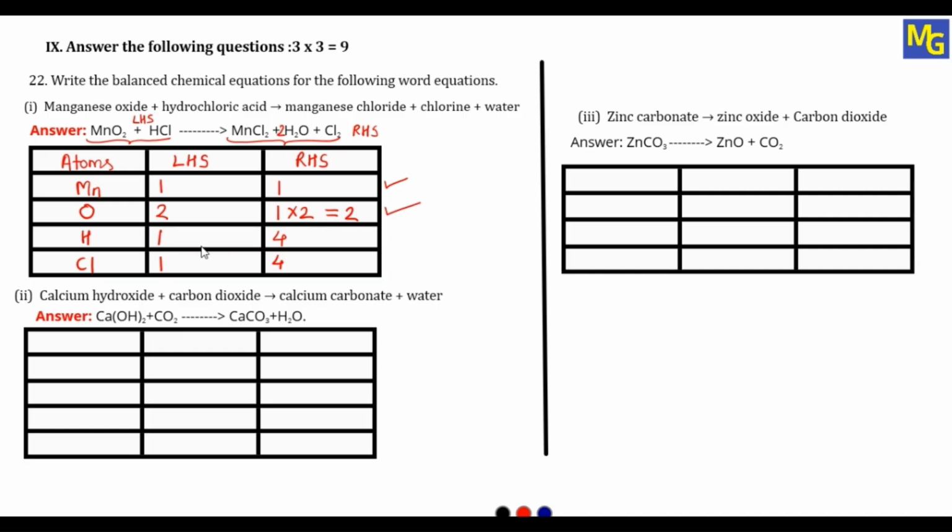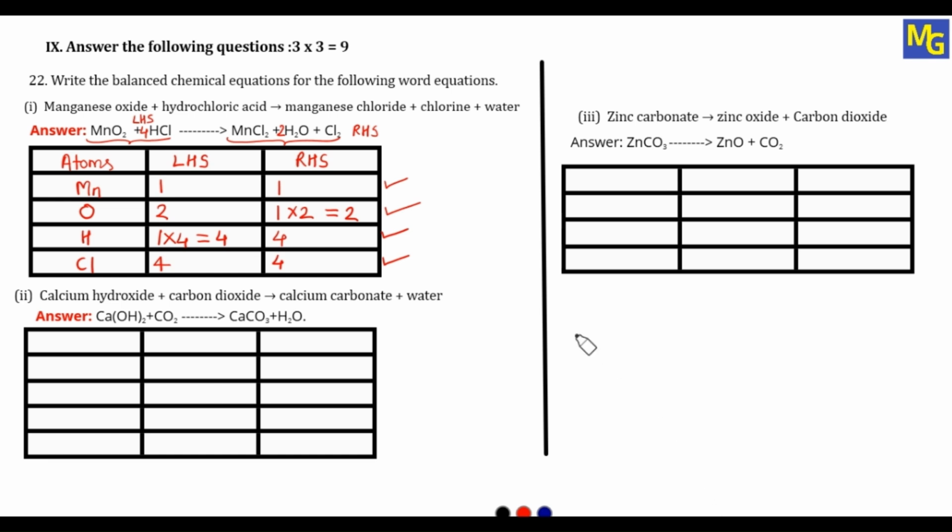Now go for hydrogen. On the right hand side we have 4 hydrogen, on the left hand side we have only 1. So to make it 4, multiply by 4 on the left hand side. So I will substitute this 4 on our left hand side. Now by writing this 4, you can see on the LHS, Cl has also changed. Cl earlier was 1, now it became 4. Now hydrogen is already balanced, and because of writing 4, Cl has also got balanced, and with this our whole reaction has balanced.